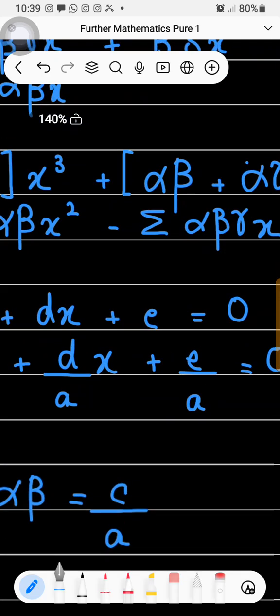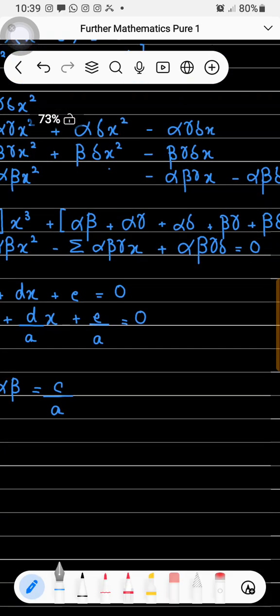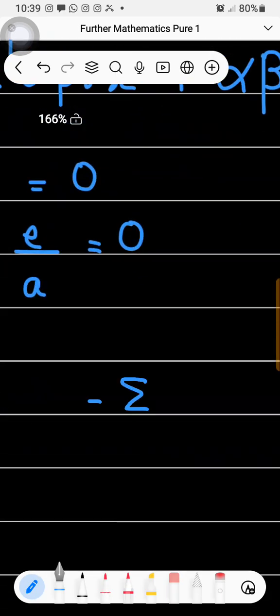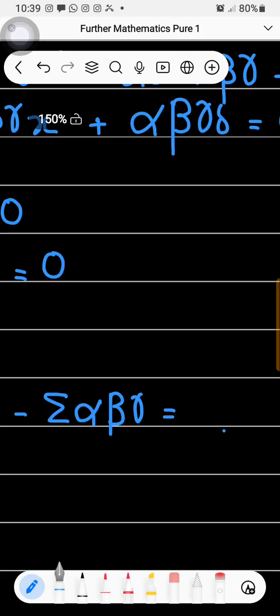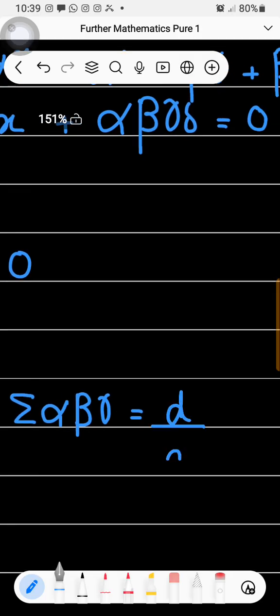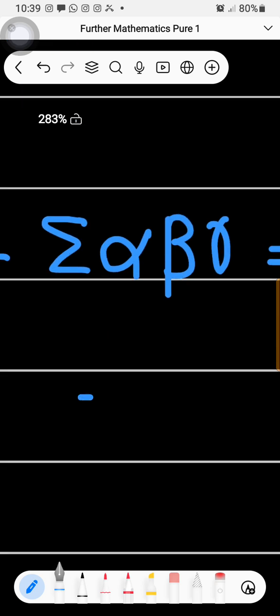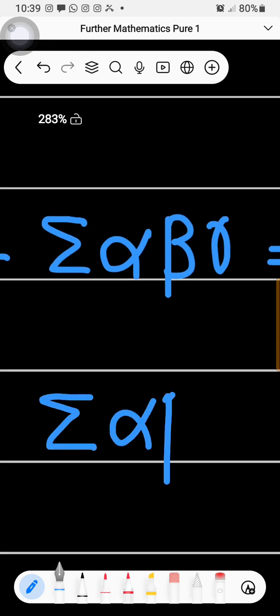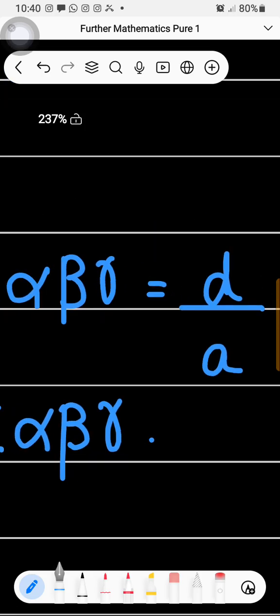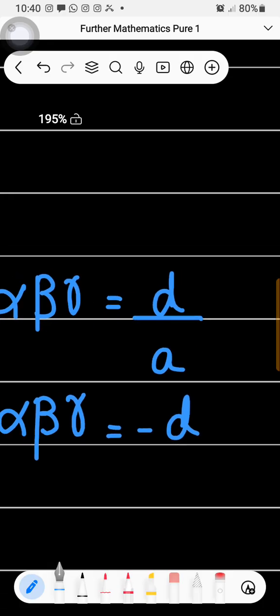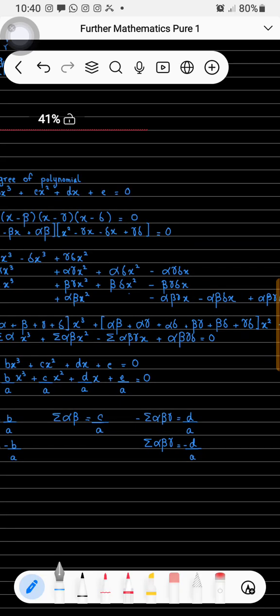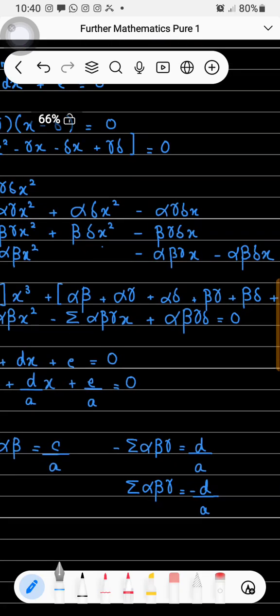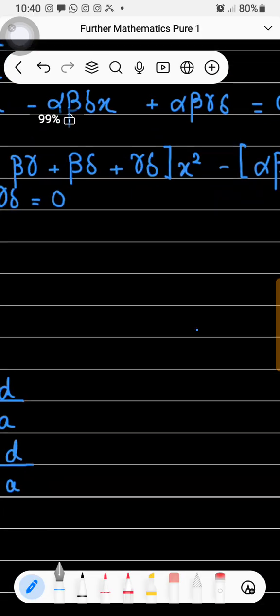Then we will compare negative alpha beta gamma with d upon a. Negative sum of alpha beta gamma is equal to d upon a. So here I will write sum of alpha beta gamma is equal to negative d upon a. Okay, here we got 4 formulas. Now one more formula, that alpha beta gamma is equal to E upon A.